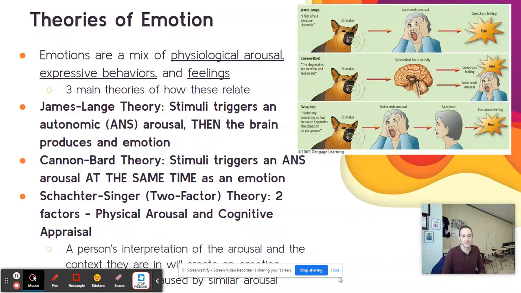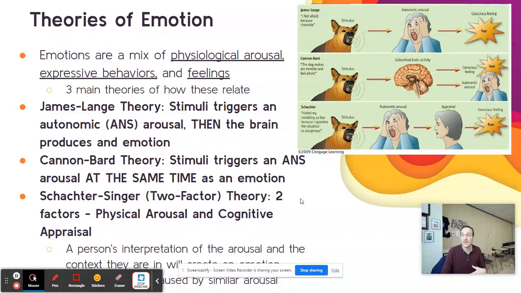If you can see at the bottom here, it says a person's interpretation of the arousal and the context they are in helps us determine what caused the arousal, and then I ascribe an emotion to it, or I appraise an emotion. That's what's being shown in this bottom one. If there's a stimulus, like a dog barking, immediately my heart starts racing. So that does happen, but it takes the second step of thinking about it before I can understand it.